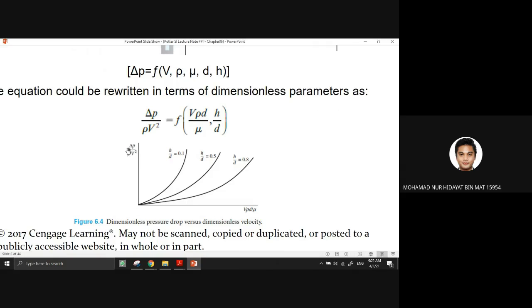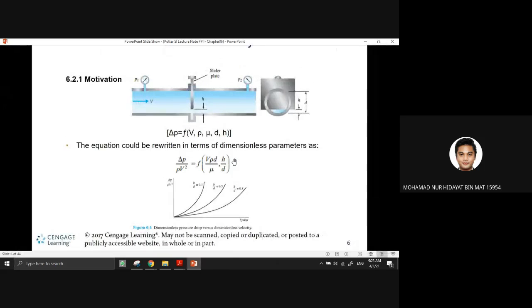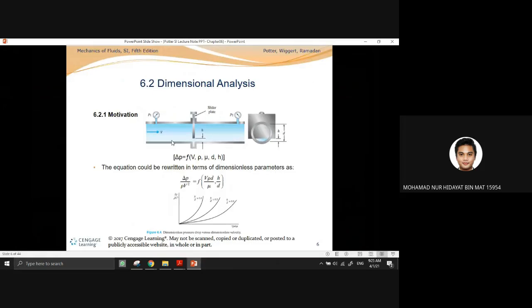We have the pressure drop, we have density, we have velocity squared, we have height, diameter, we have all combinations of Reynolds number here. So in a single graph, it can be used in all applications. That is actually the power of dimensional analysis here. Alright, this is what we call reducing the number of experiments.